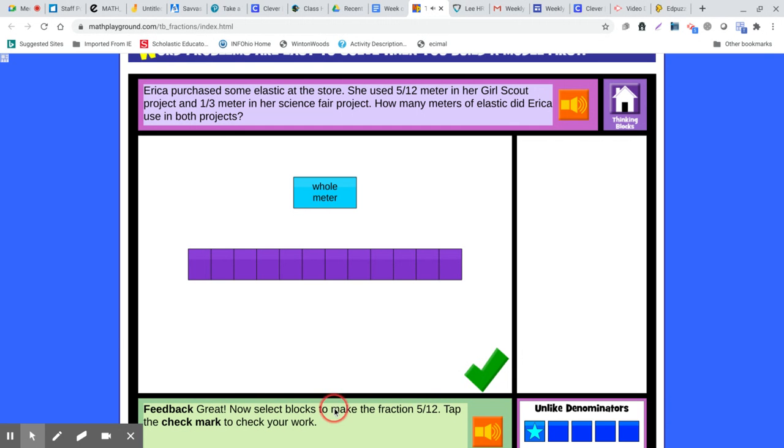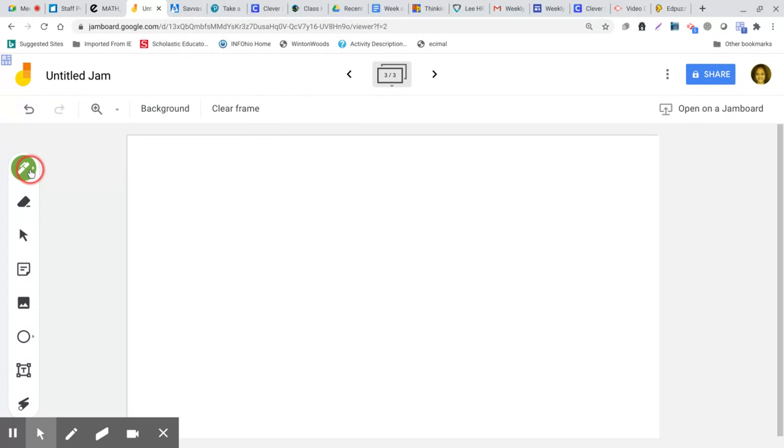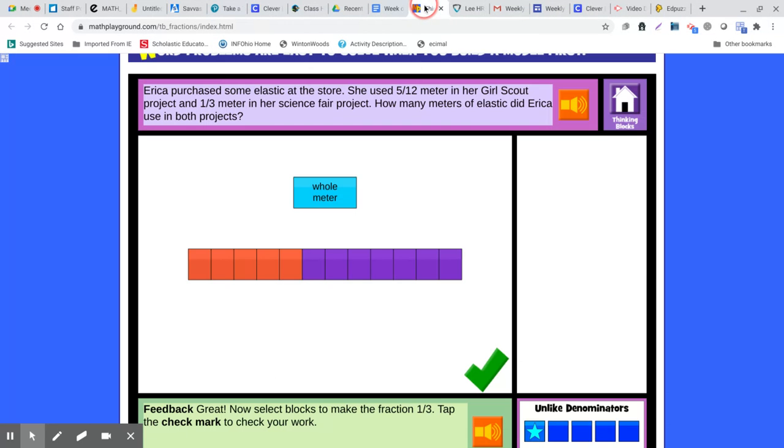All right, now select the blocks to make 5 over 12. 1, 2, 3, 4, 5. Now select the blocks to make 1/3. So 1/3 is how many 12ths? So let's go back to our Jamboard and do some quick math. Where am I? 1/3 is how many 12ths?